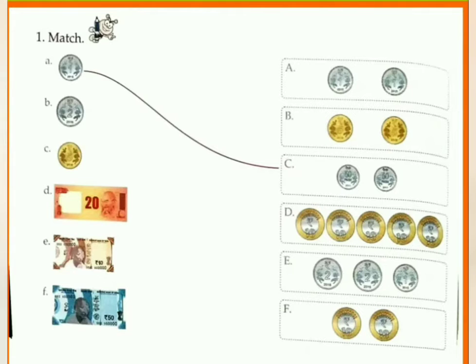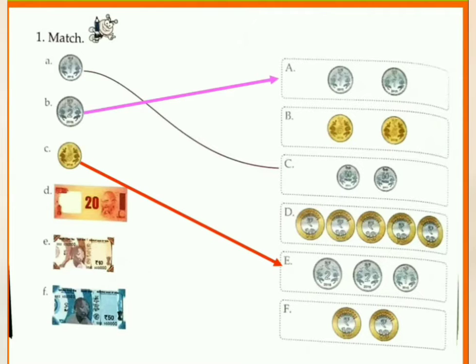Second one is 2 rupees. So just find out which value on the right hand side the 2 rupee coin is equivalent to. Are you able to find out? Is it the correct answer? Yes. Two 1 rupee coins make 2 rupees. The third one is a 5 rupee coin. You have to match it on the right hand side. Just think and tell.